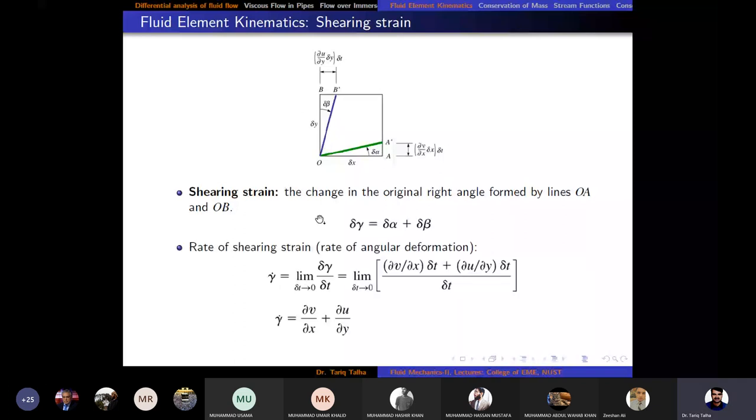We can get the value of the rate of shearing strain, which is equal to partial v by partial x plus partial u by partial y. If we put the shearing strain equal to zero, then the condition would be partial u by partial y is equal to minus partial v by partial x. It means that for this case we are talking about pure rotation. Shearing strain zero means that there is no change in the shape of the body. It is only rotating about the axis, pure rotation, and that would be the case only when we have this partial v by partial x on this side. So it is kind of rigid body rotation.